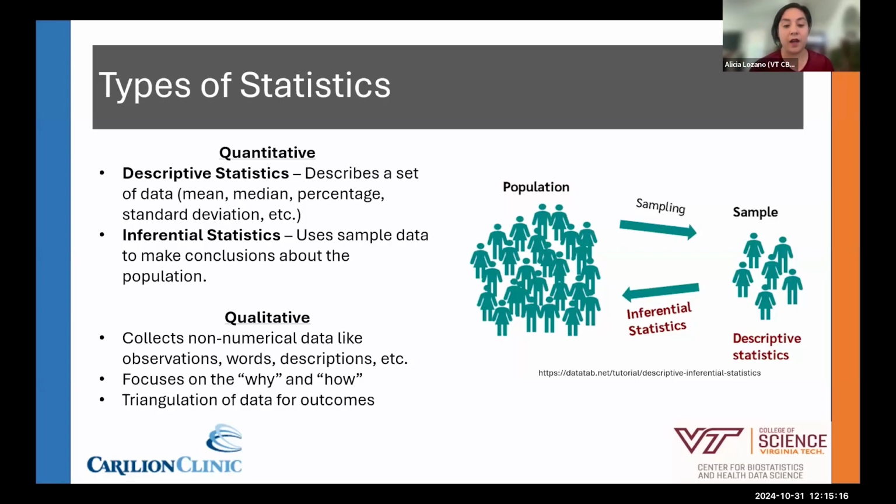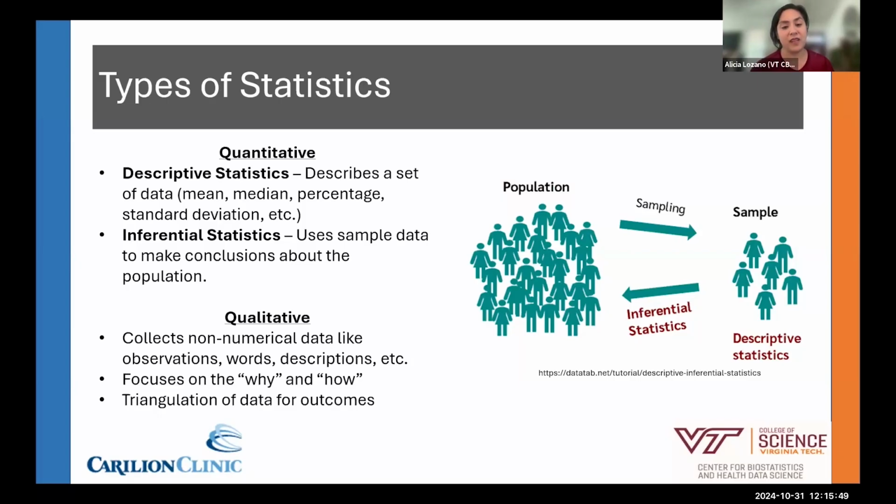Okay, and qualitative statistics. Unlike quantitative data, qualitative data is non-numerical and includes observations, words, and descriptions. This type of data helps us understand the why and how behind certain behaviors or outcomes. Again, in that example of a study on smoking, qualitative data might include personal interviews where participants describe their reasons for starting or maybe quitting smoking.